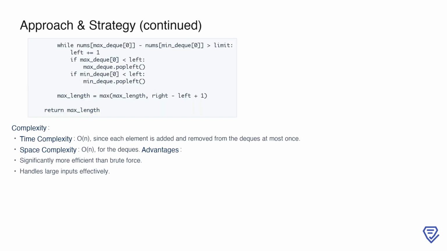The algorithm works by iterating through the array with a right pointer while maintaining a left pointer to define the current window. For each new element, we update the max and min deques by removing elements that are no longer useful. If the absolute difference between the values at the front of the max and min deques exceeds the limit, we increment the left pointer to shrink the window until it becomes valid again. After each adjustment, we calculate the current window size and update the maximum length found so far.